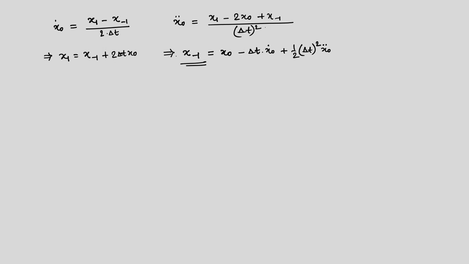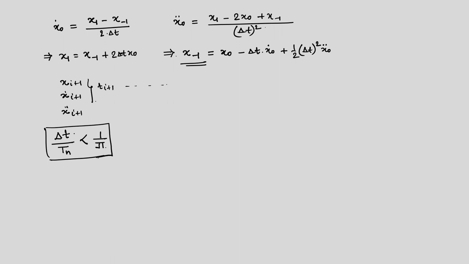Now, once we have that, then immediately we can start the iteration and we can successively find out x_{i+1}, x dot_{i+1}, and these are the states at time t equal to i plus 1, and it continues. And as I have already told you, satisfying the equilibrium equation, we can also find out x double dot_{i+1}. Now, in this case, obviously, the accuracy of the method depends on the time delta t, and for a SDOF system whose time period is T_n, delta t by T_n should be less than 1 by pi. That is the condition we should satisfy. If it is violated, then the solution will not be accurate.